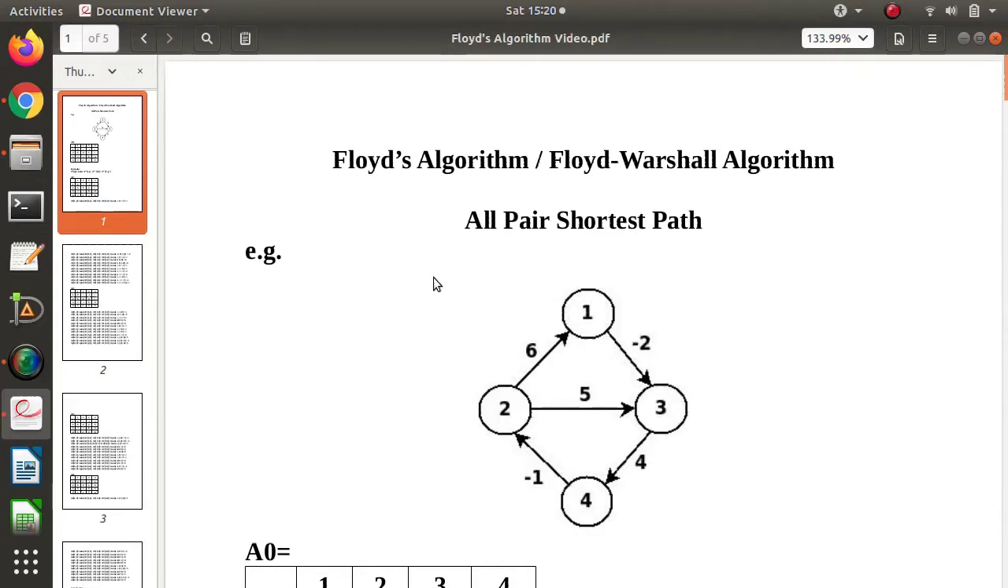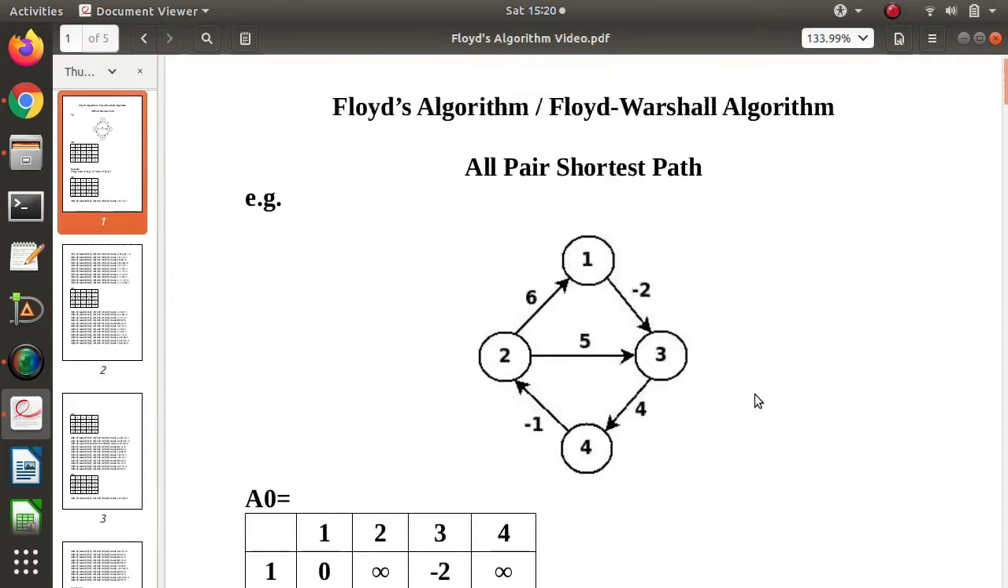While Dijkstra algorithm is used for single source shortest path, one disadvantage with Dijkstra algorithm is that we cannot have negative weight for any edge. While Floyd's algorithm works for negative weight on any edge. So now we'll see how this algorithm works.